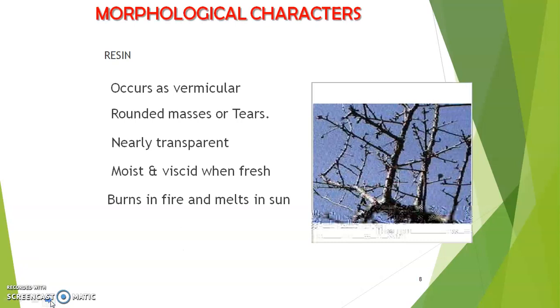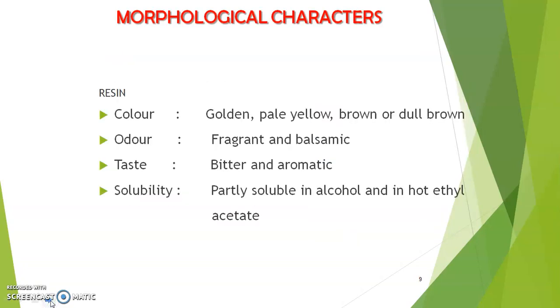Morphological characters, or you can say organoleptic properties. Resin occurs as vermicular, rounded mass or tears. Nearly transparent, moist and sticky when fresh, burns in fire and melts in sun. Color of resin: golden, pale yellow brown or dull brown. Odor is fragrant and balsamic. Taste is bitter and aromatic. Solubility: partly soluble in alcohol and in hot ethyl acetate.